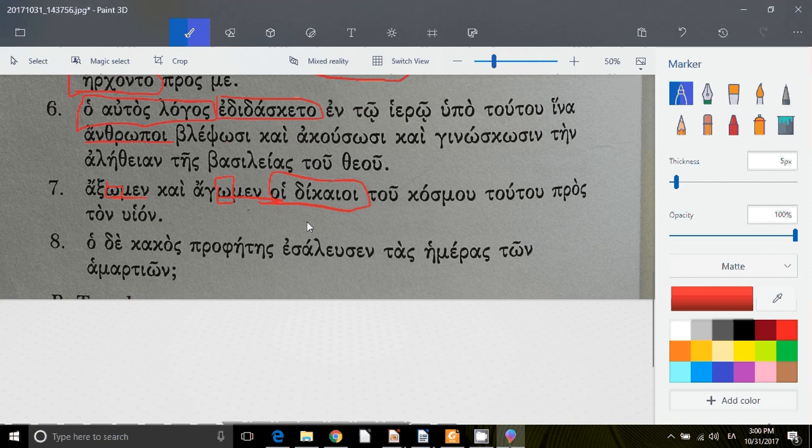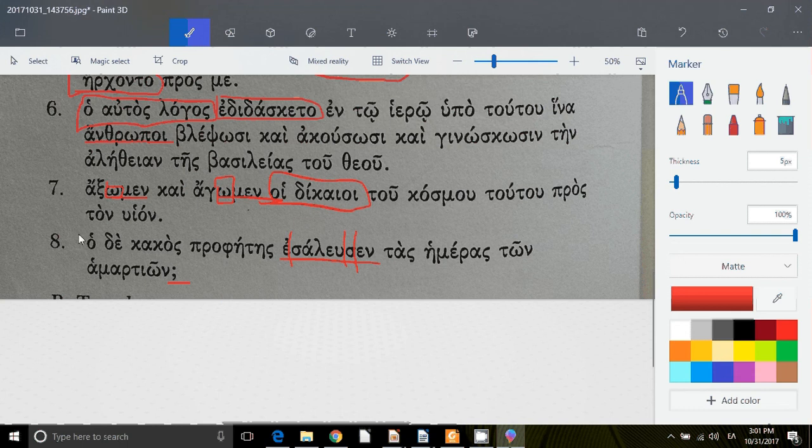Number eight. Ho kakos prophetes esaleusen tas hemeras ton hamartion. It's a question. See my question mark here. Where's my main verb? Esaleusen. So let's parse this. I see an augment there, and I see a sigma here, and then I see that ending. I'm in the aorist indicative active. So he, she, or it shook. Esaleusen.